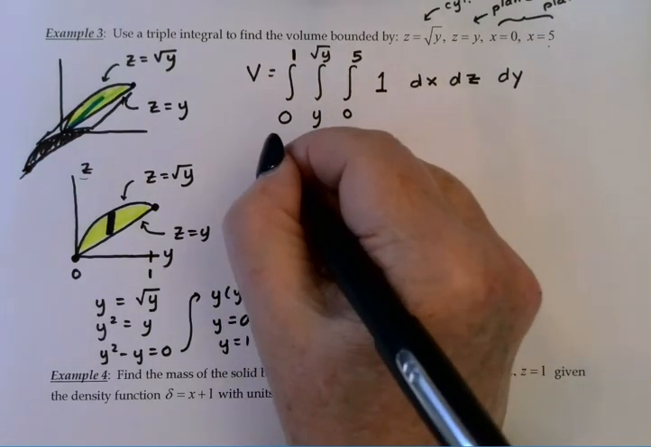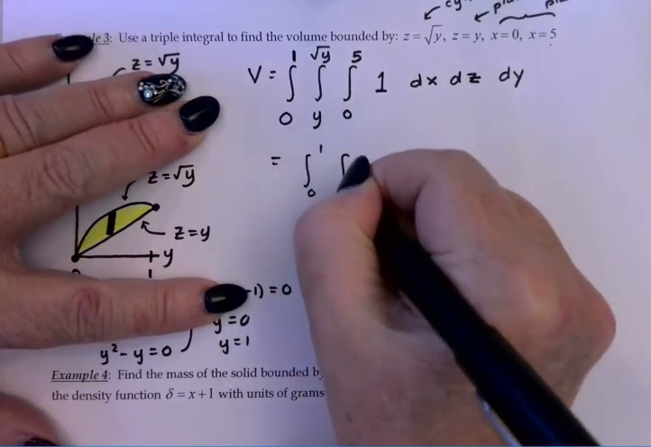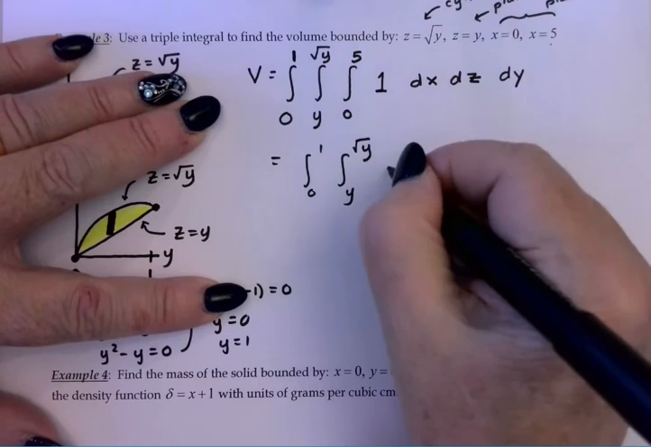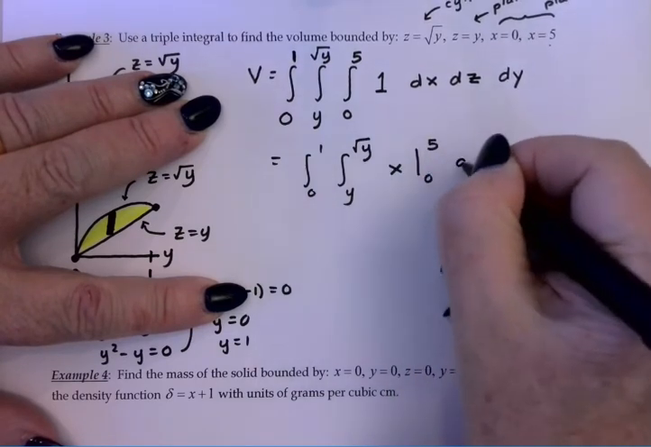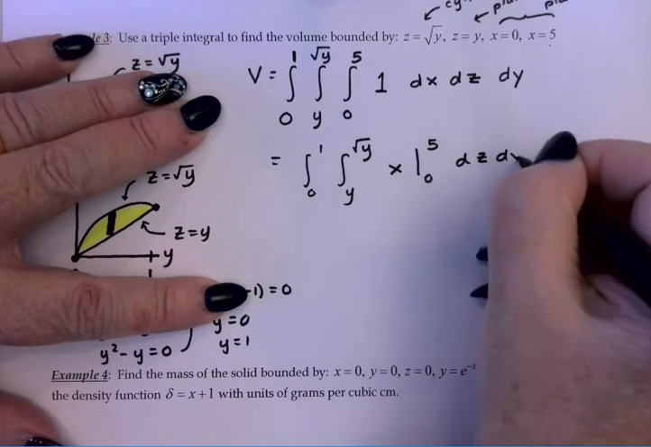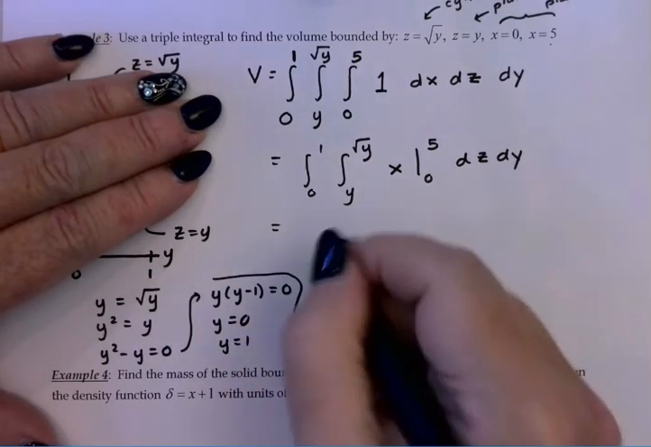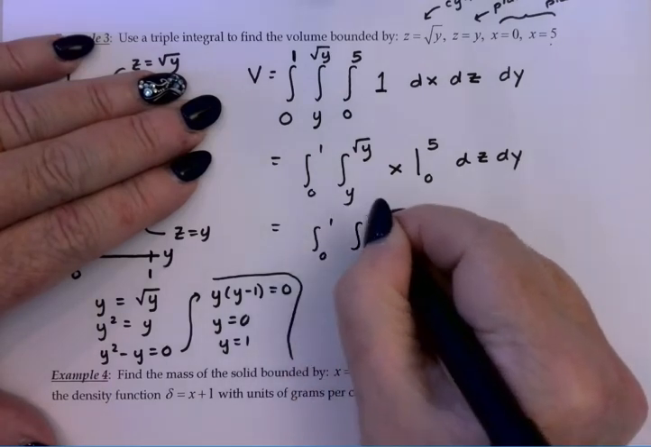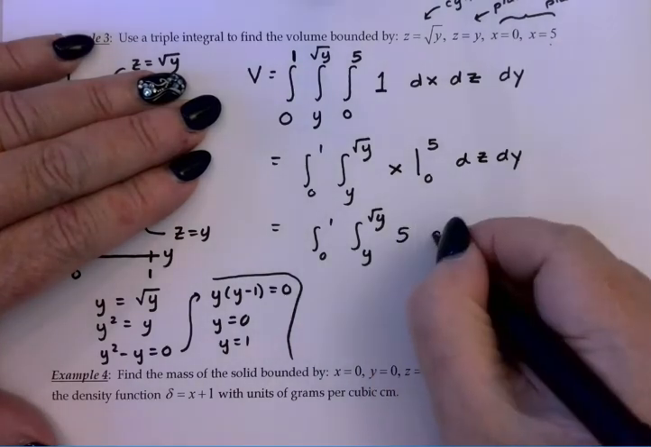Let's go ahead and do this integral. Integrating dx is just going to give me x from 0 to 5. And that's just going to give me 5 minus 0, or 5.